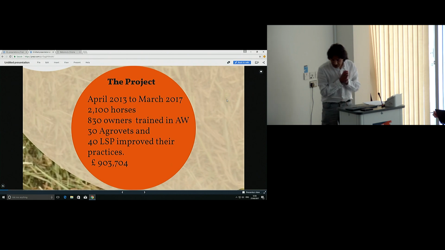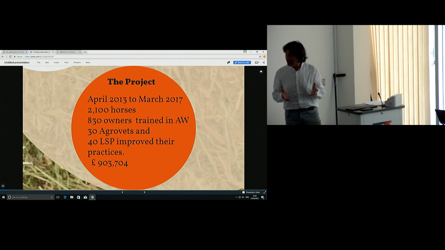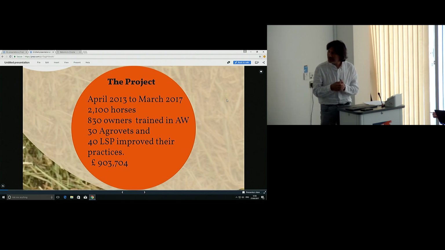The main finding of the evaluation is that the evaluator, somebody external, could confirm that we supported 2,100 horses and 830 owners trained in animal welfare, 30 agrobates and 40 LSP improved their practices, and the budget was around 900,000 pounds. If you read the report, you will see some mismatch between what we have in this number and what we have in country.